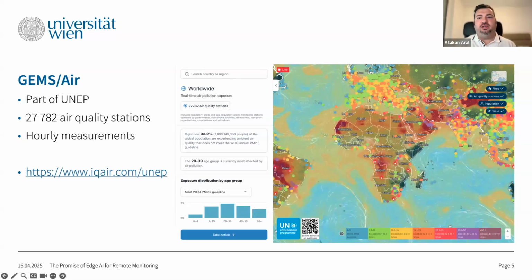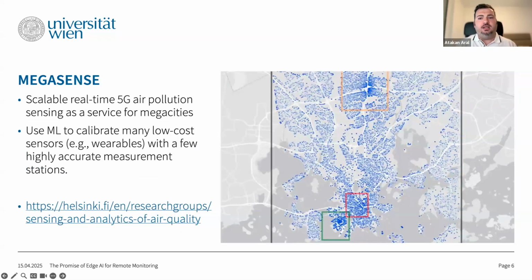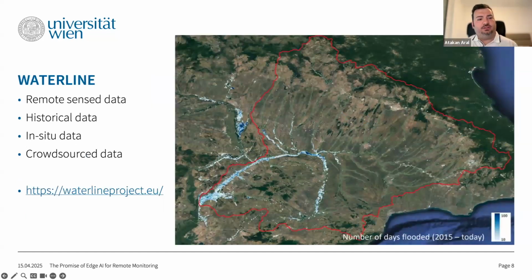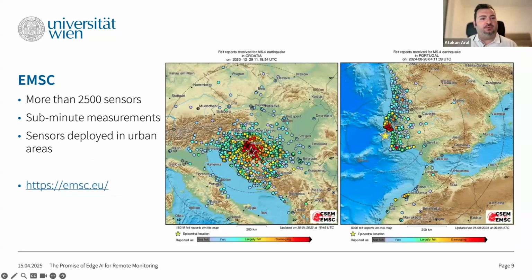This one is a global environment monitoring system for air by the United Nations. This is another air quality monitoring system for the city of Helsinki by the University of Helsinki. This is a project by me for water quality monitoring, and I will talk about this project, so I will come back to this slide anyway. Another water quality monitoring project is Waterline, which uses, interestingly, crowdsourced data. Again, I will give the reference to find further details about it.